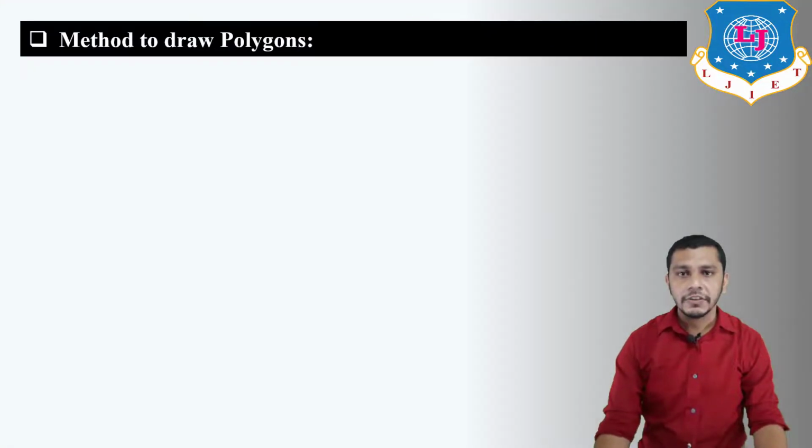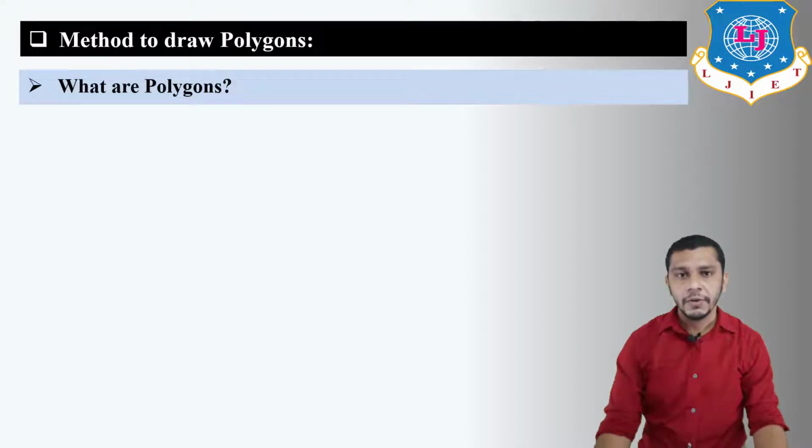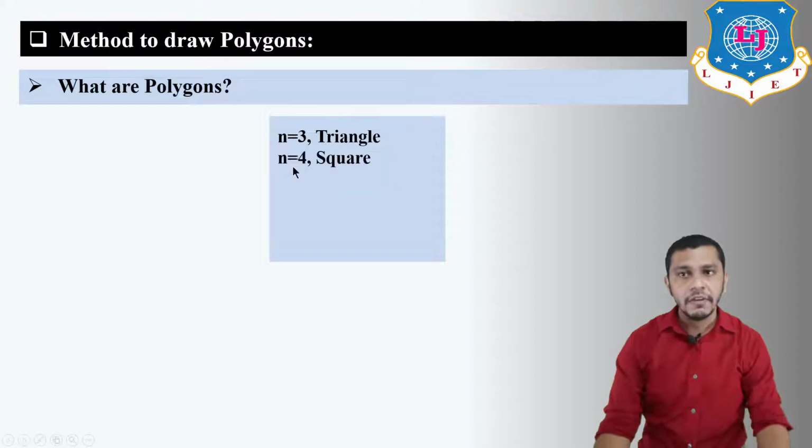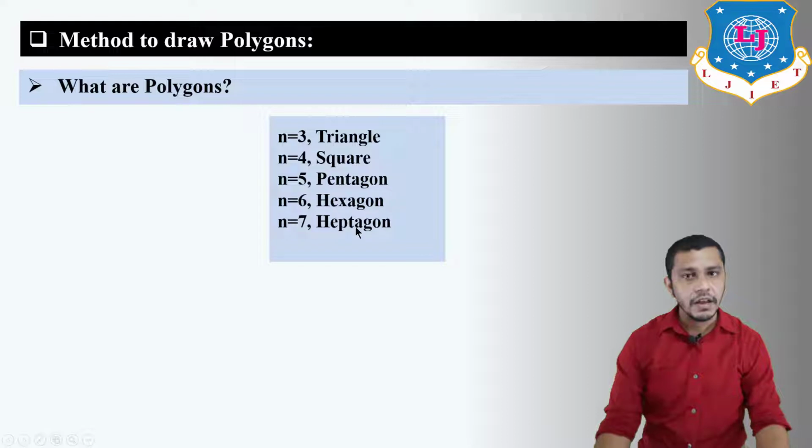Now let's move on to the next topic, methods to draw polygons. So first of all, what are polygons? Polygons are figures which have more than 2 sides. That means if a polygon has 3 sides, it will be a triangle. If a polygon has 4 sides, it will be a square. If it has 5 sides, it will be a pentagon, then after that hexagon, heptagon and octagon. Now here in methods to draw polygons, we are going to draw regular polygons.